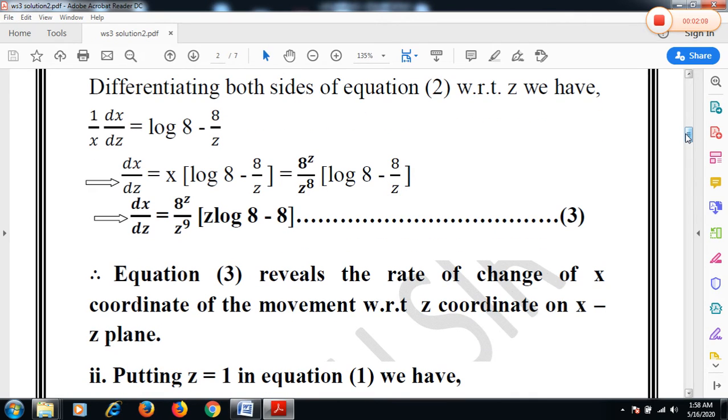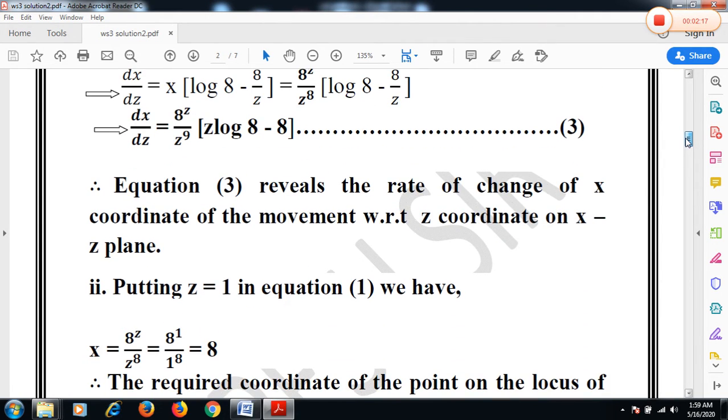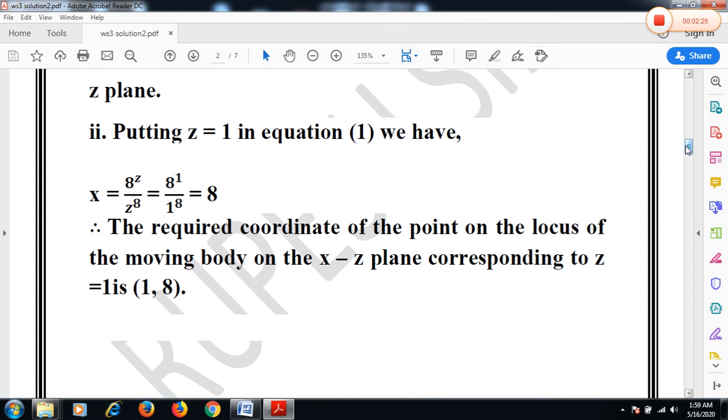This equation reveals the rate of change of the x coordinate of the movement with respect to the z coordinate on the xz plane. Now putting z equals 1 in equation 1, we have x equals 8 to the power z by z to the power 8, equals 8 to the power 1 by 1 to the power 8, equals 8. So the required coordinate of the point on the locus of the moving body on the xz plane corresponding to z equals 1 is (1, 8).